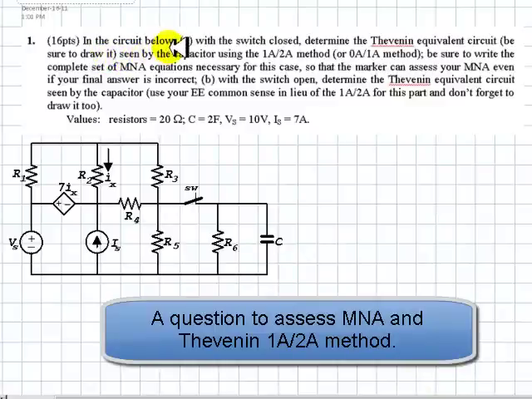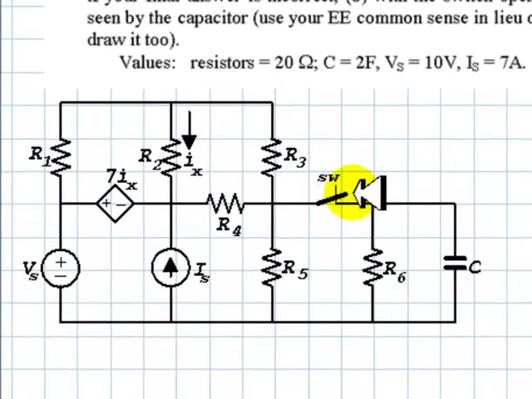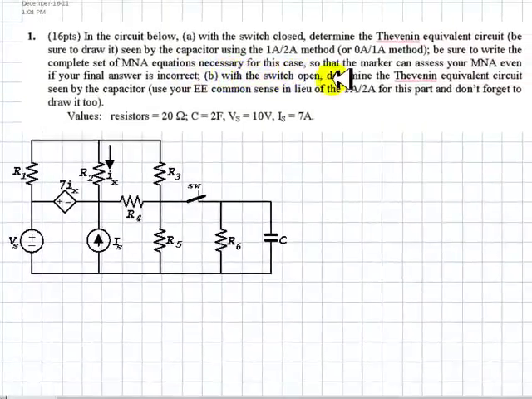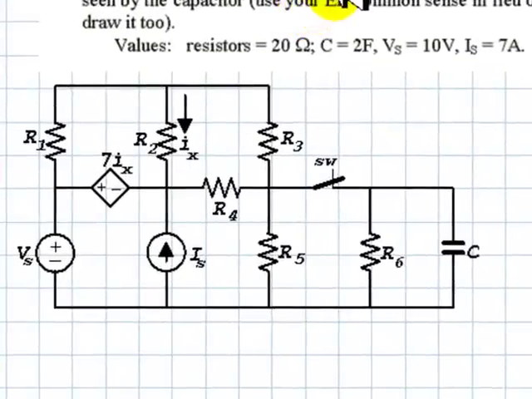In the circuit below, with the switch closed, determine the Thevenin equivalent circuit seen by the capacitor, using the 1 amp, 2 amp method. Be sure to write the complete set of MNA equations necessary for this case so that the marker can assess your MNA, even if your final answer is incorrect. In that case, you don't get full marks, but at least you get some marks. I'll read part B later.